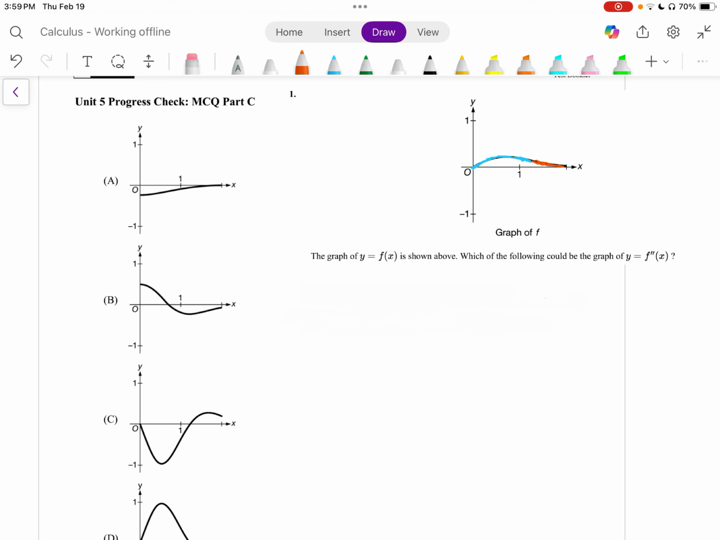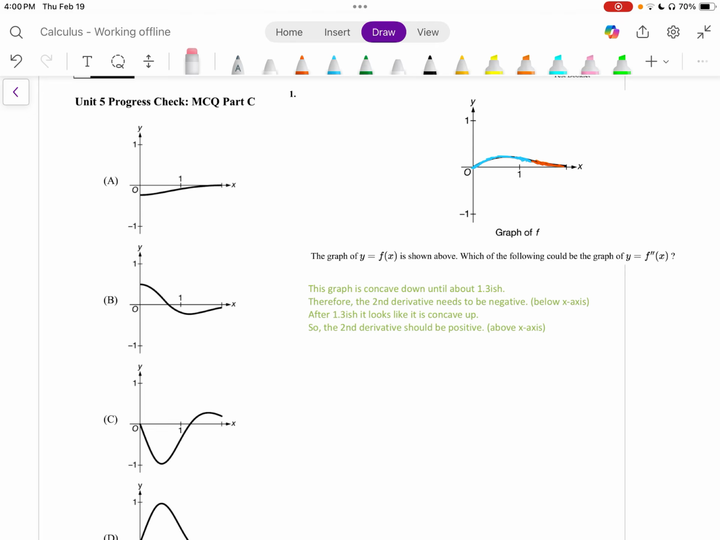And so from what we've learned in the past, we know that if a graph is concave down until about 1.3 there, therefore the second derivative needs to be negative. So we want a graph that's below the x-axis from 0 to 1.3. And then after 1.3, it looks like it's concave up. So we want our graph to be positive after 1.3, which means it's above the x-axis. So we want to be negative until about 1.3 and then become positive.